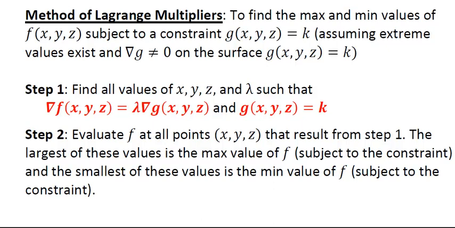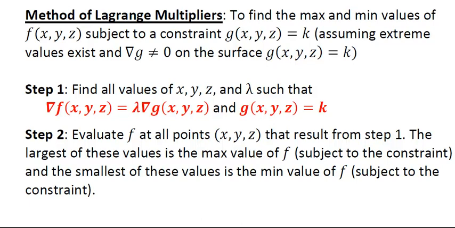Hello, in this video we're going to talk about the method of Lagrange multipliers. So to find the max and min values of f of x, y, z subject to a constraint g of x, y, z equals k, assuming extreme values exist and the gradient of g is not 0 on the surface g of x, y, z equals k, here are the two steps you need to do.